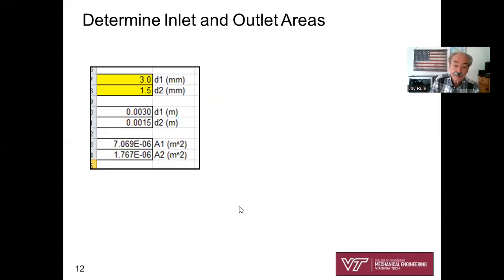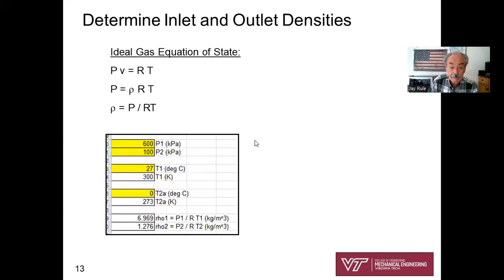All right, let's determine the inlet and outlet areas. Pretty straightforward here. We know the inlet diameters in millimeters. We'll switch those into meters. And then we've got an area of pi over 4 d squared. So here are our little tiny areas. 7 times 10 to the minus 6 square meters at the inlet, and even less, 1.77 times 10 to the minus 6 square meters at the exit. Tiny square meters.